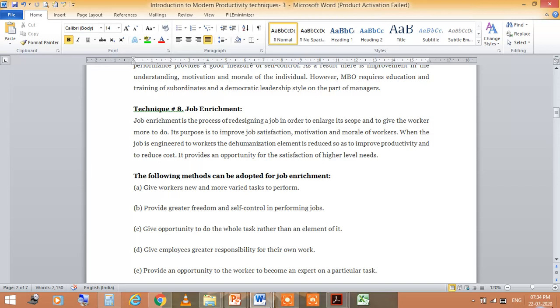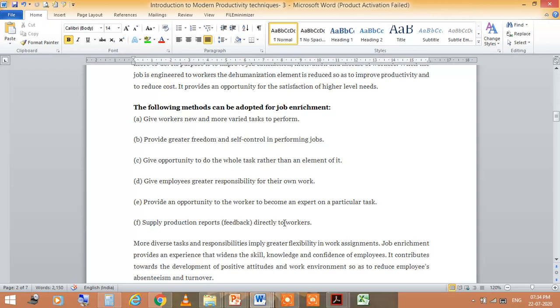For this you can adopt the following methods for job enrichment: give workers new and more varied tasks to perform, provide greater freedom and self-control in performing jobs, give opportunity to do the whole task rather than an element of it, give employees greater responsibility for their own work, provide an opportunity to the worker to become an expert on a particular task, and supply production reports, that is feedback, directly to workers.